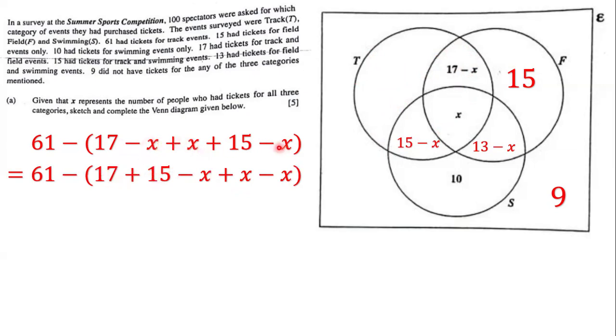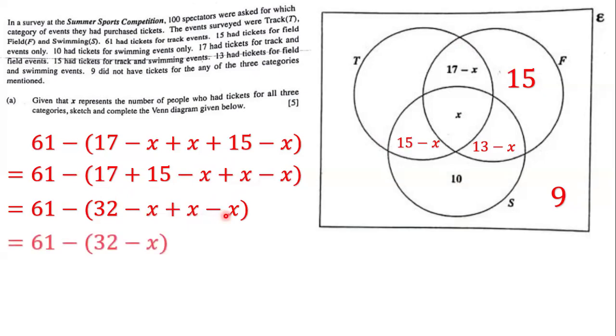All right, we take the letters and we bring them together as well. So we have 17 plus 15, and 17 plus 15 is 32. We have a negative x plus x minus x, and we bring that here. Next, what is negative x? We have negative x plus x minus x, and we bring that down.